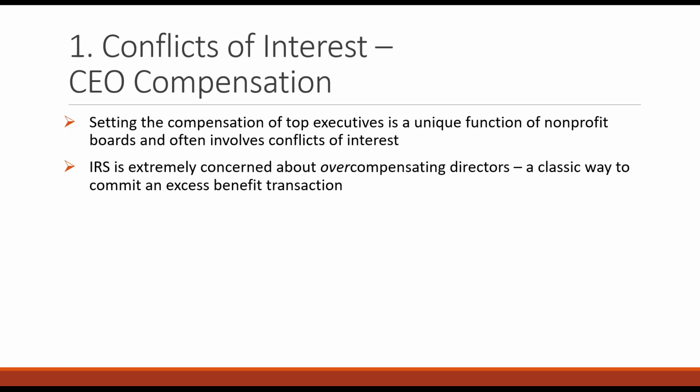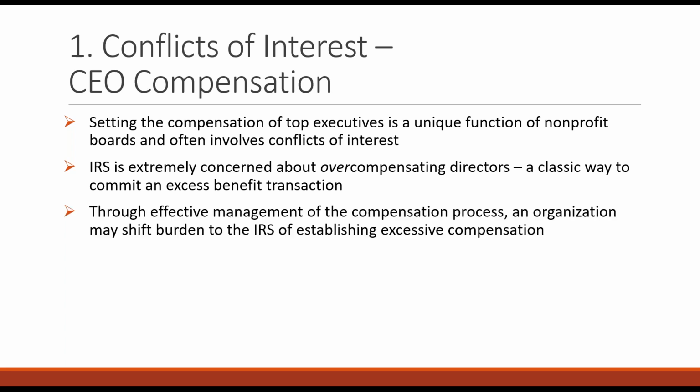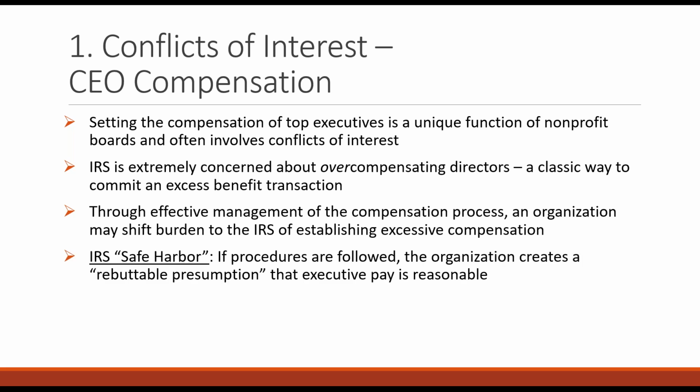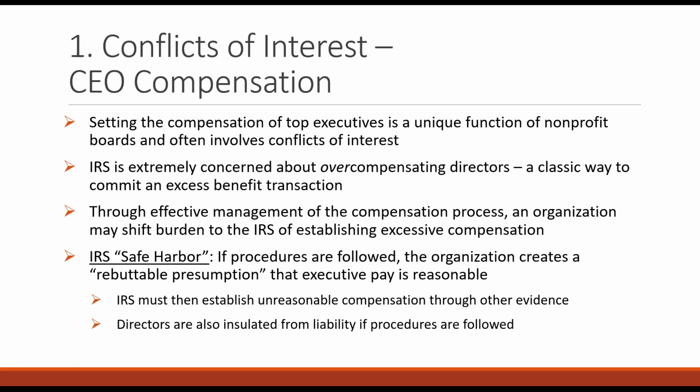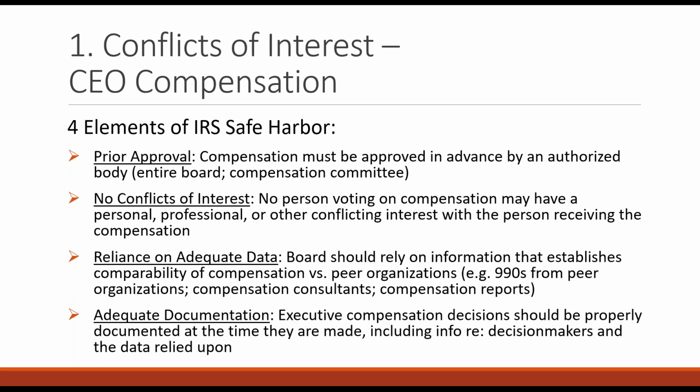So the IRS knows this, and so executive compensation is a big priority for the agency. And so there's a whole separate process around how you can safely and reasonably establish how much you pay your CEO and other top executives without getting in trouble with the IRS. We call it the safe harbor procedure. And basically, if we follow it, it's a 4-step process.